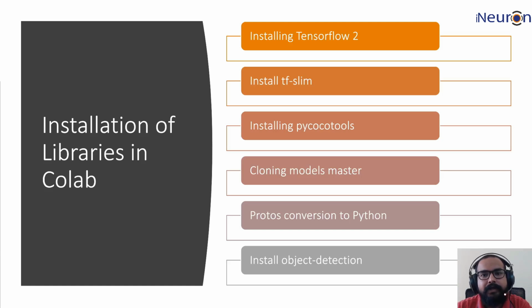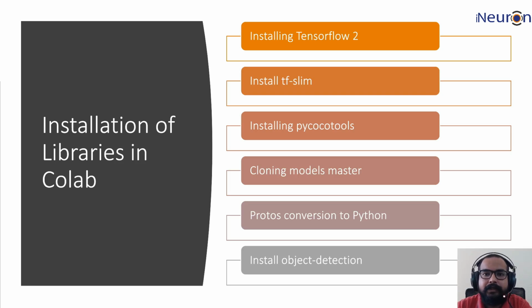Hello everyone, welcome to the lecture, installation of libraries in Colab. Here we'll be installing TensorFlow 2. By default it is already installed, but we will use a specific version of TensorFlow 2. Then we'll be installing TensorFlow Slim. Going forward we'll be working with COCO pre-trained models, so we'll be installing pycocotools.